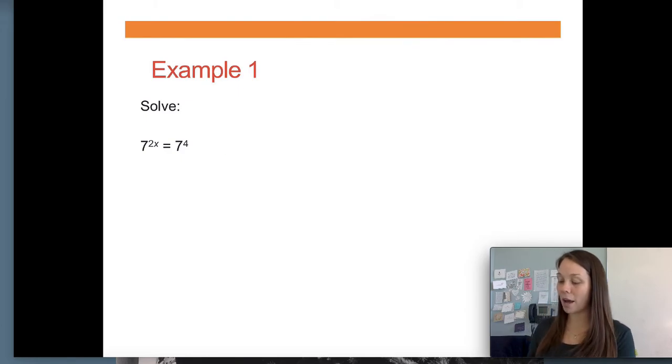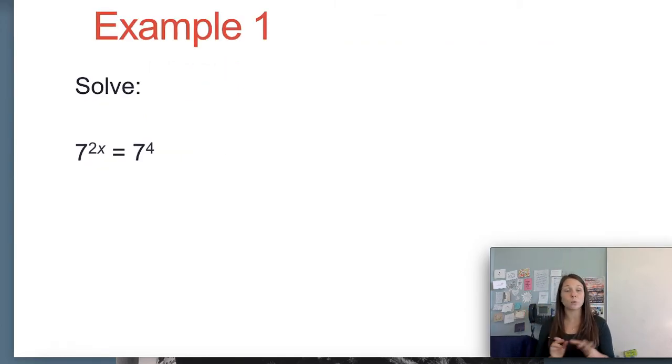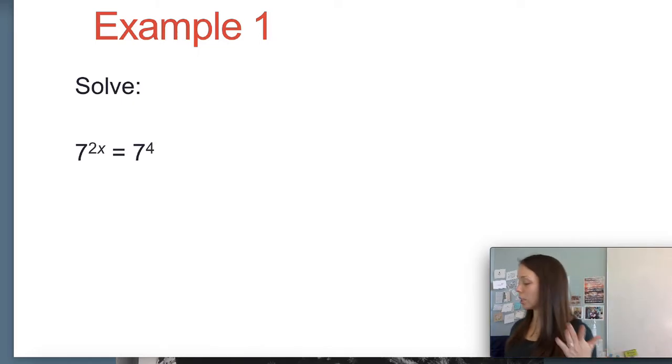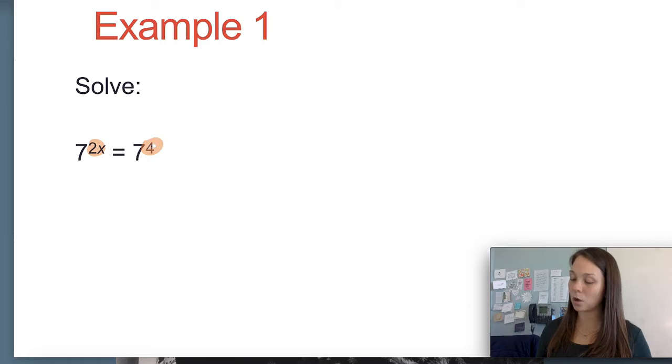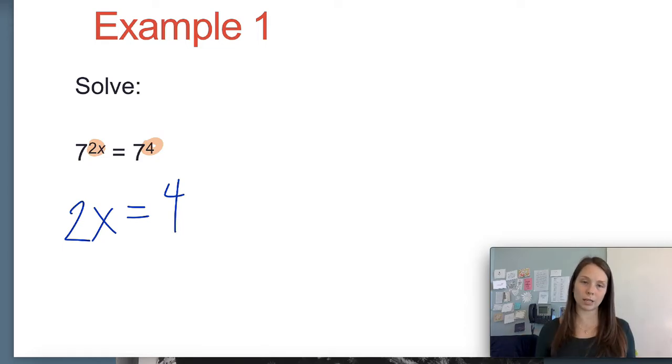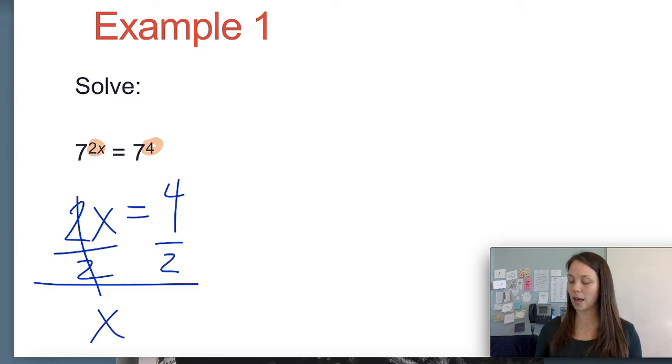So example 1, we are going to solve for x. We have 7 to the power of 2x equals 7 to the power of 4. Notice that this is like that very first property on that last slide. Our bases are both 7. So when solving, if the bases are already the same, really what we're going to focus our attention on to be equal are the exponents. So 2x equals 4. This becomes very easy to solve for x. We divide by 2, and we get x is equal to 2.